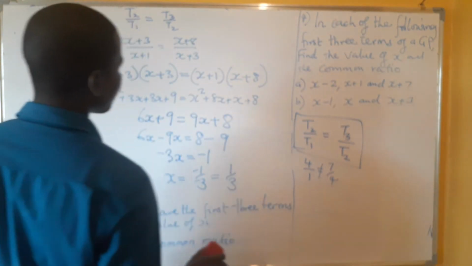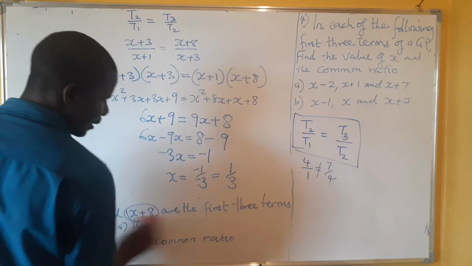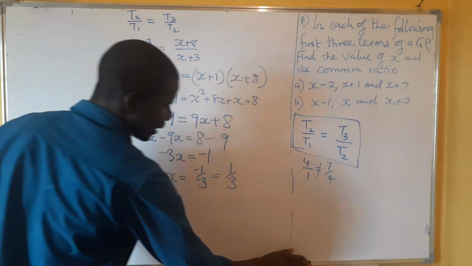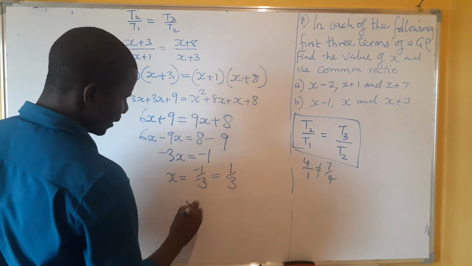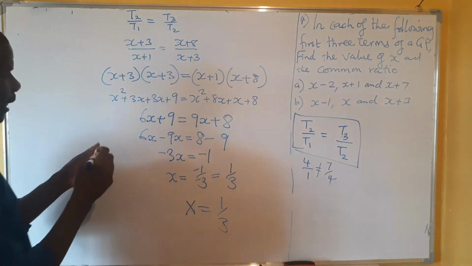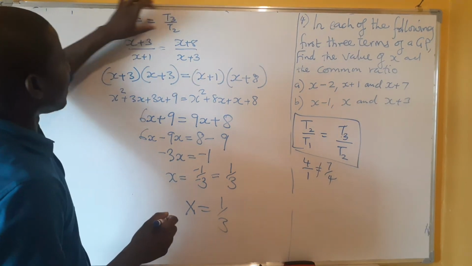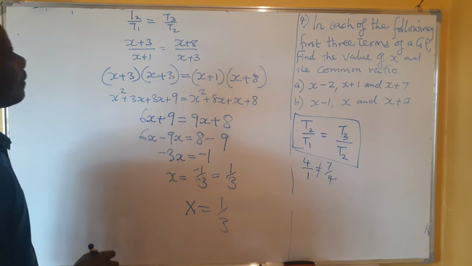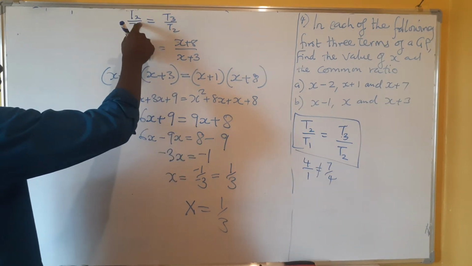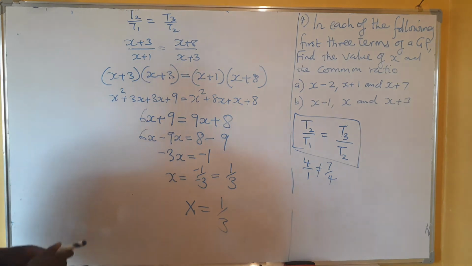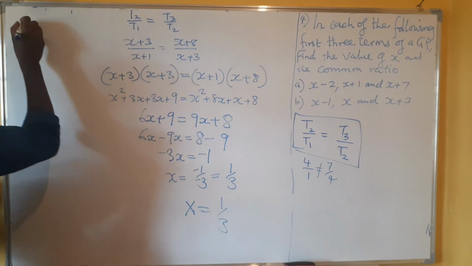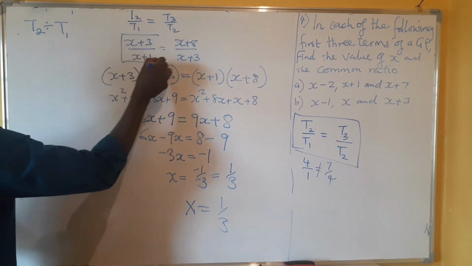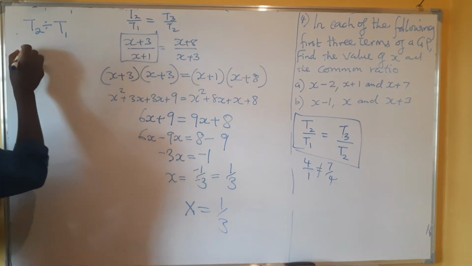The common ratio. Take into consideration that your x is 1 over 3. Now you know that one of these formulas here, or both of them, are actually giving us the common ratio. This is the common ratio. So if I want to get it, you know that the common ratio is equal to T2 divided by T1, which is what we carried out here. So I'm going to bring these things here.